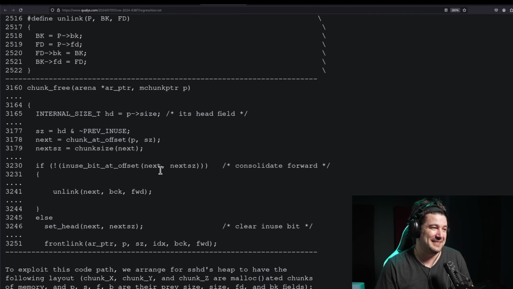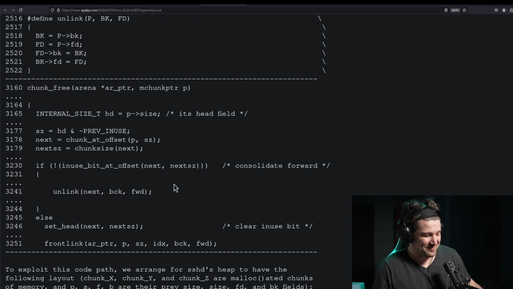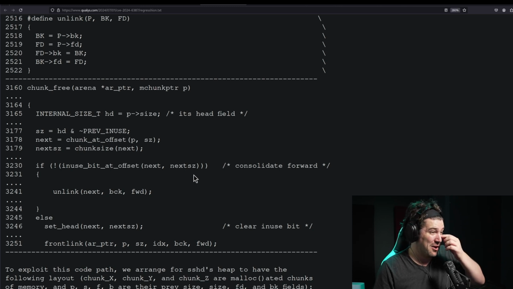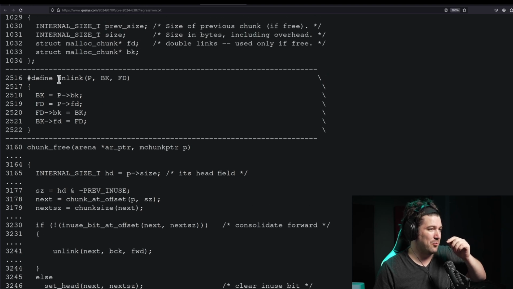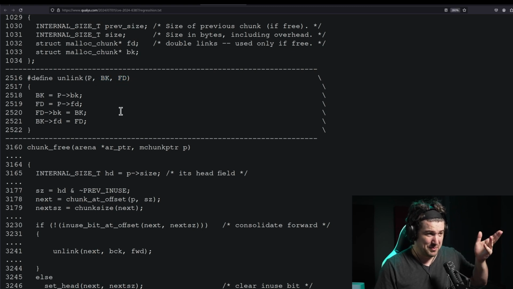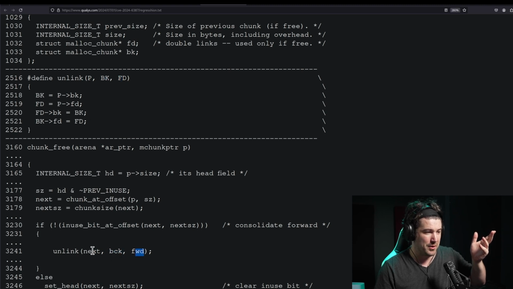Okay, let's keep learning. We've digressed. What's the interesting thing that they're calling here? So check this out. We have an unlink. We have a P, BK, and FD. So we have our back pointer, our forward pointer, and our pointer. I'm assuming that's what that is. This is our pointer, this is our back pointer, and this is our forward pointer. And yeah, back, forward. So this is our next.